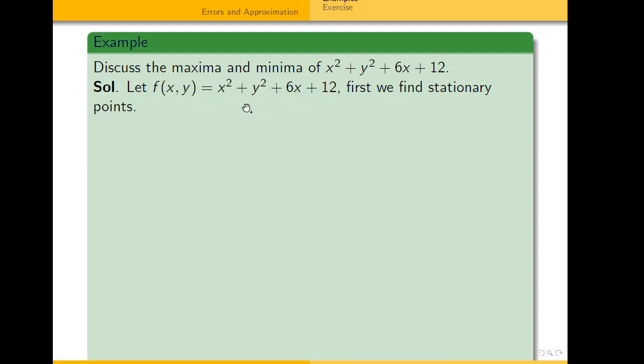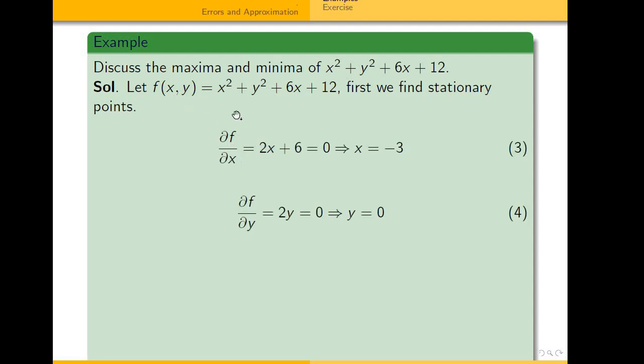To find the stationary points, we have to find the partial derivative of f with respect to x and with respect to y, equating to 0. This is the partial derivative with respect to x. This is 2x, and the derivative of this term is 0. This 6 is a constant, and the derivative of a constant is 0. Therefore, we get 2x plus 6 equals 0. Now, simplifying this, we get x equals minus 3.